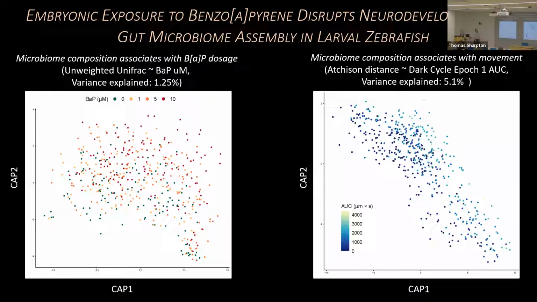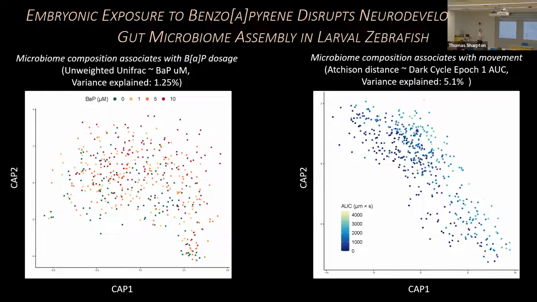We also looked at the microbiome's relationship with behavior in these fish, and we do see that the amount of activity of a fish can be significantly explained, again with low variation, by the composition of the microbiome that has assembled in these fish. Okay, cooler colors represent lower levels of activity than warmer colors.